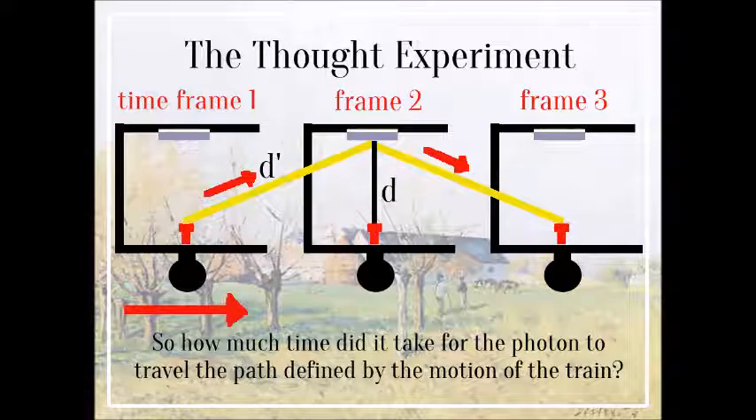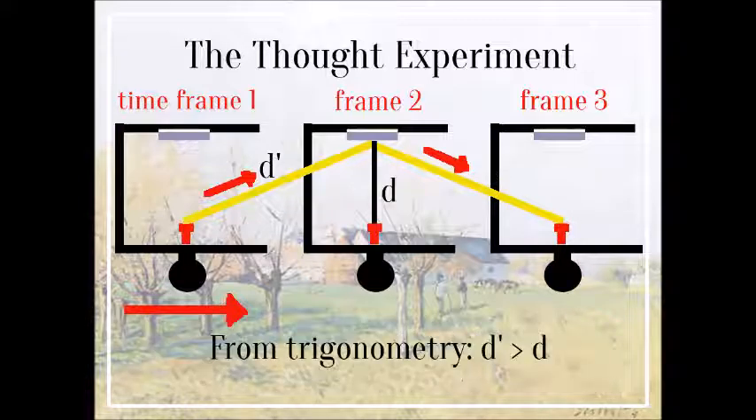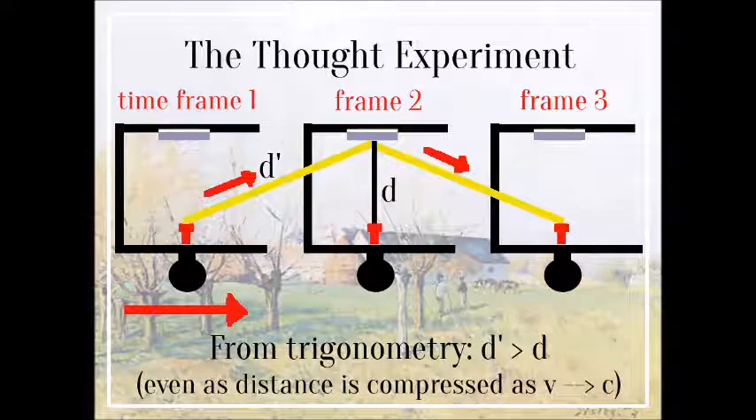And we know from trigonometry that the d prime in our example will always be greater than the vertical d, or d between the flashlight and the mirror. And we should further note that even if the train's velocity started to approach the speed of light such that the train became compressed in length along its direction of travel, this trigonometric principle is preserved because the d prime has a vertical component in its vector.